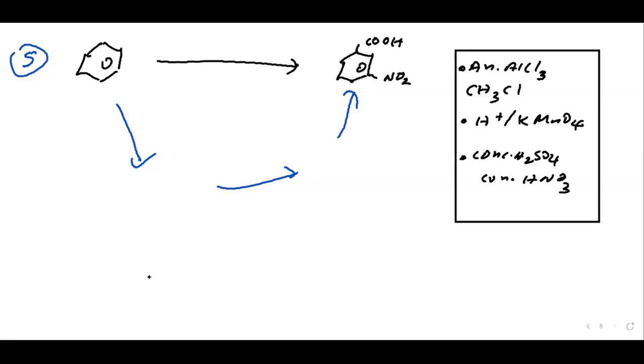So what should be added first? Because they are in the meta positions relative to each other, no? Then you have to put the meta director first. Can you understand that? You have to add the meta director first. Can we add the COOH group directly? Can't. If we could directly add the COOH group, you could get NO2 to the meta position. But since we can't directly add the COOH group, we will put NO2 first. So then you get the nitro group, NO2.